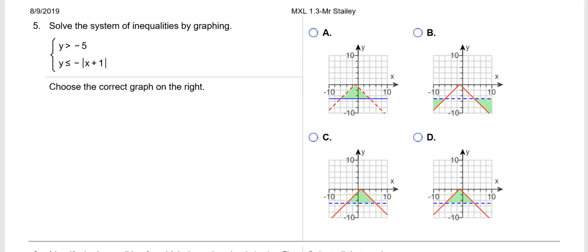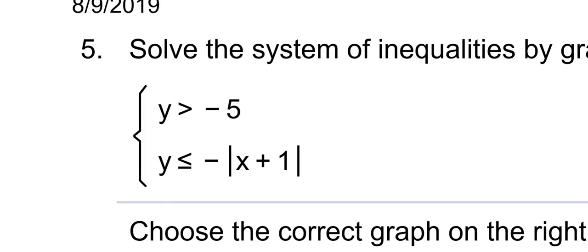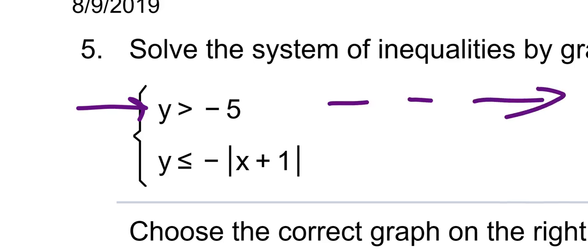1-3, question 5. What kind of line is this first one? That's a horizontal line and it's dotted. Thank you very much for the two answers together. So we need a horizontal dotted line. Which way will we be shading based upon what you see there? Above that line or below that line?